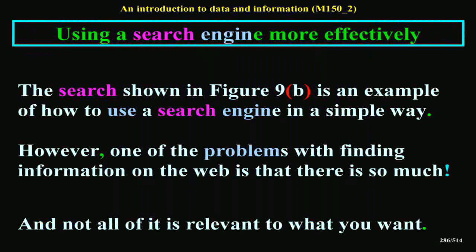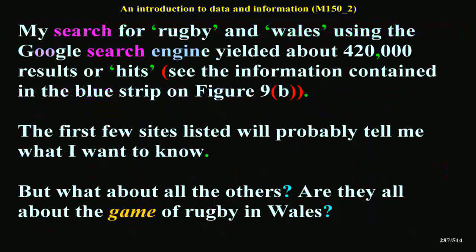However, one of the problems with finding information on the web is that there is so much. And not all of it is relevant to what you want. My search for rugby in Wales using the Google search engine yielded about 420,000 results, as you can see from the information contained in the blue strip on figure 9b. The first few sites listed will probably tell me what I want to know. But what about all the others? Are they all about the game of rugby in Wales?